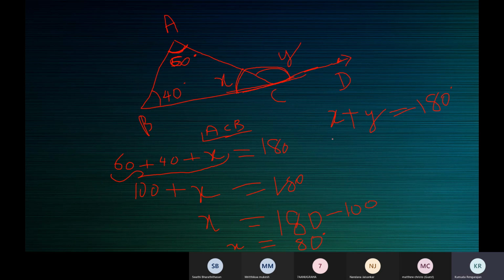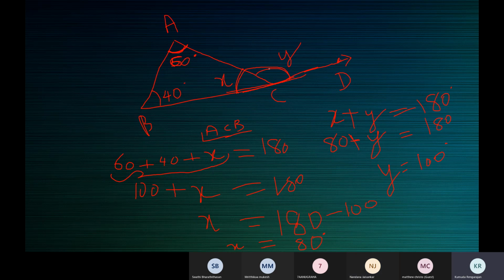So what is x? 80. So 80 plus y is equal to 180 degrees. What is y? y is equal to 180 degrees minus 80 degrees, which is 100 degrees.